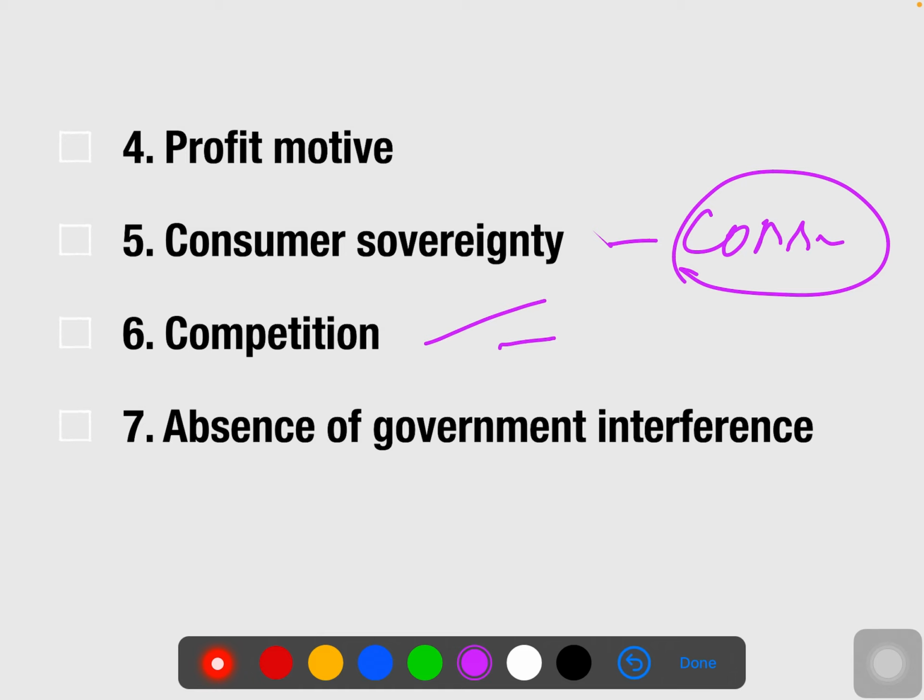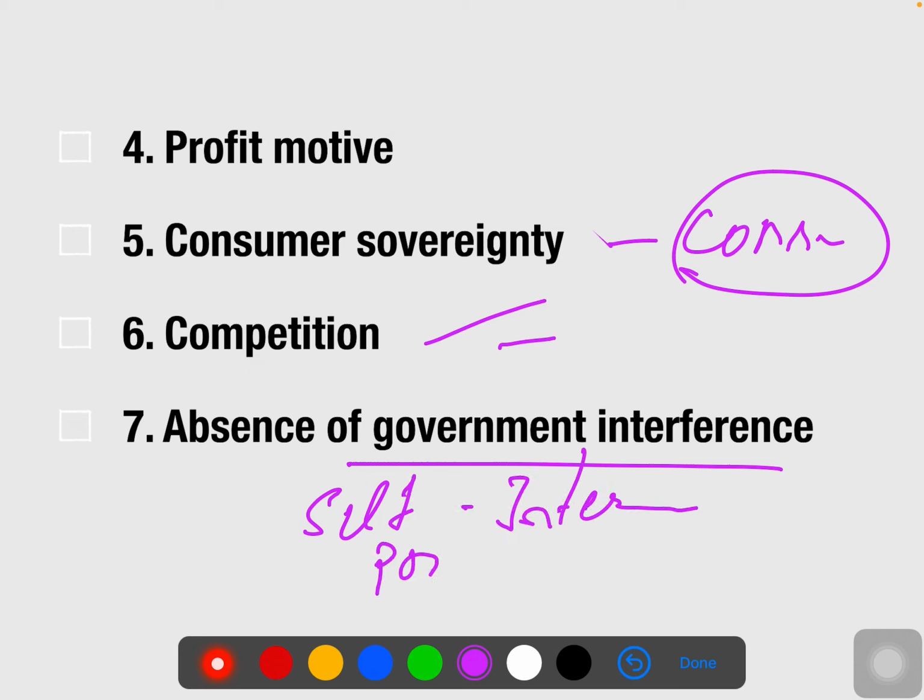And the seventh and last characteristic of the capitalist economy is absence of government interference. I told you in the introduction also, there is no role for the government here. The government control on the capitalist economy is very minor, very less. Because of that, the complete capitalist economy runs through self-interest, what they want, and the price mechanism.